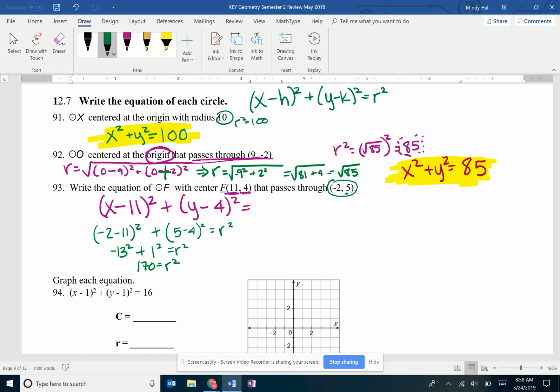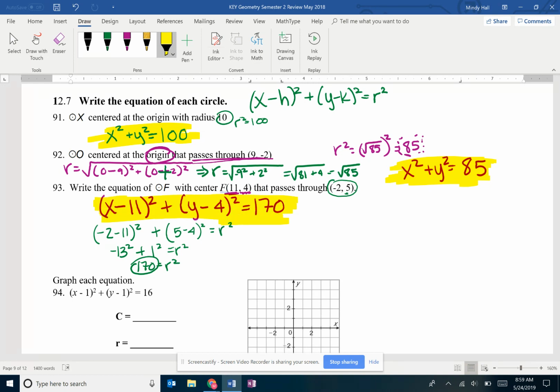So the advantage to doing it this way rather than using the distance formula is that now you already have your r squared and you don't have to deal with squaring a square root. So then our radius squared is 170, so this is equal to 170. Okay, oops, went too high. And now it's laggy. There it goes.